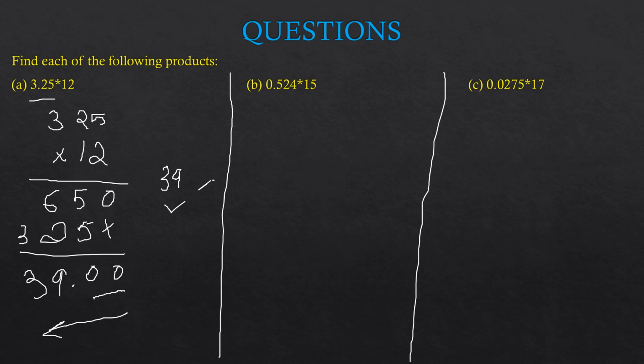In the second question we are having 0.524, and if we write this number without the decimal point, what will we write? We will write 524 only. Okay, because in front of any whole number, 0 doesn't have any value. So 524 will get multiplied by 15.